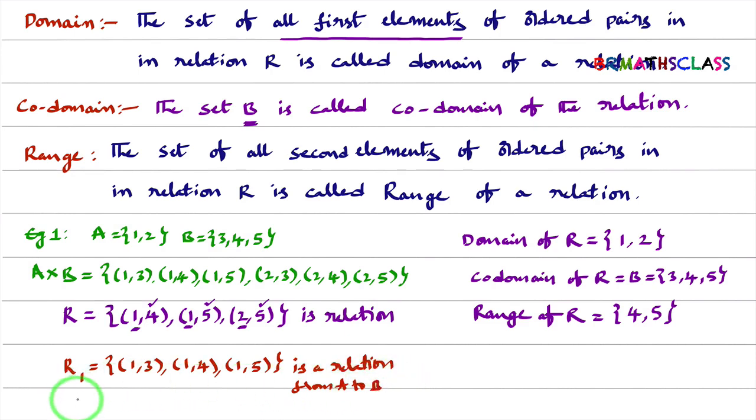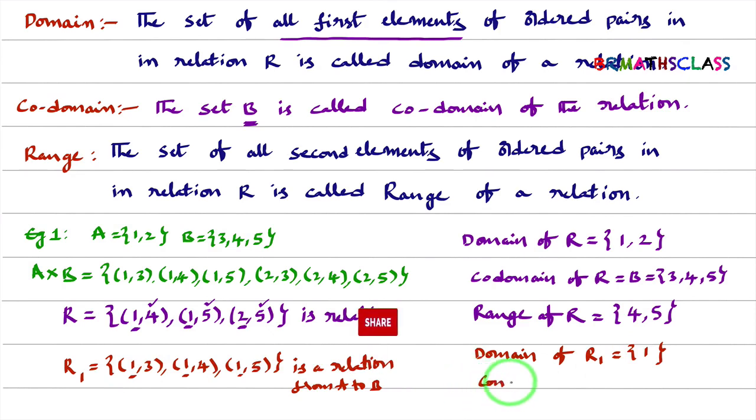Okay. Now I want to calculate the domain, codomain and range of this relation R1. What is the domain of this relation R1? What is the definition of domain? The set of all first elements of ordered pairs. You observe, what are the first elements of ordered pairs? 1. So the first element of all ordered pairs is 1. So the domain of this R1 is {1}.